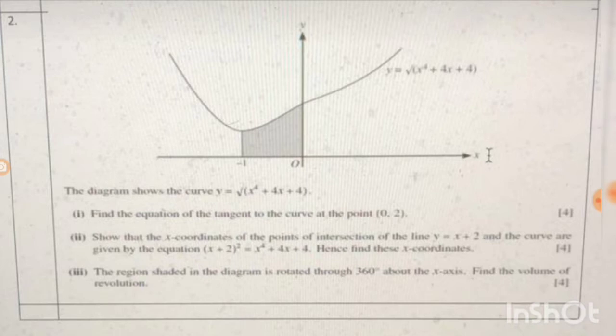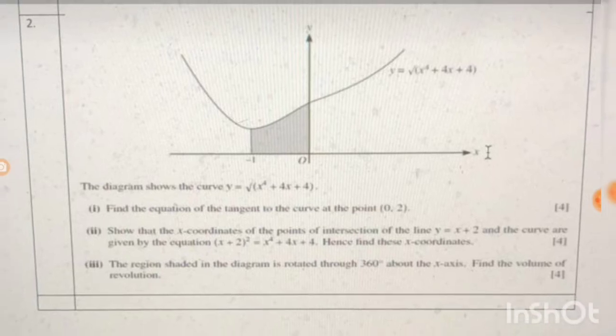And then show that the x coordinates of the point of intersection of the line y equals x plus 2 and the curve are given by the equation (x plus 2) squared equals x to the power of 4 plus 4x plus 4. Hence, find this x coordinate. And the region shaded in the diagram is rotated through 360 degrees about the x-axis, and find the volume of the revolution.